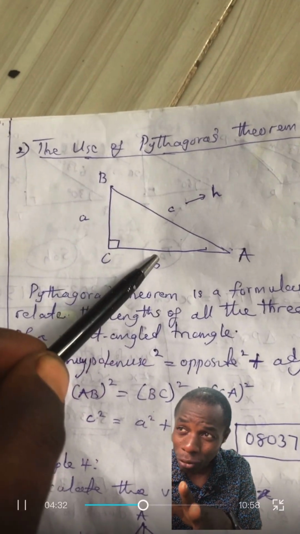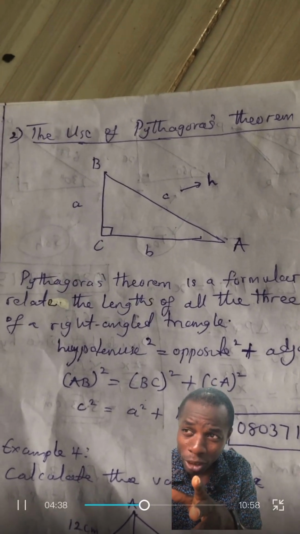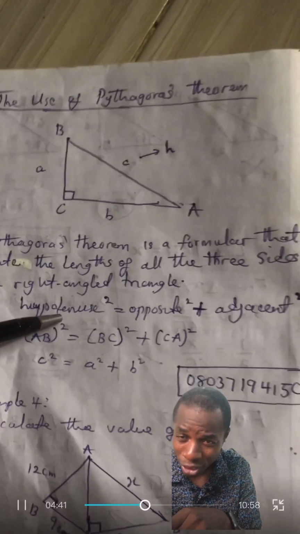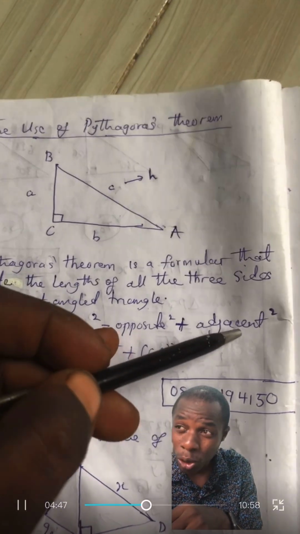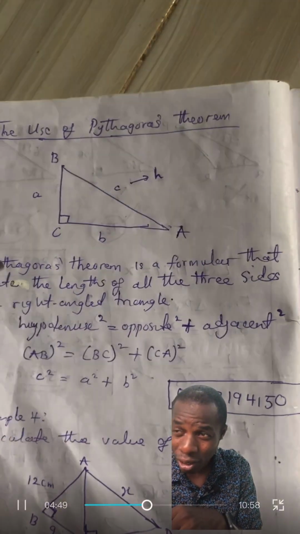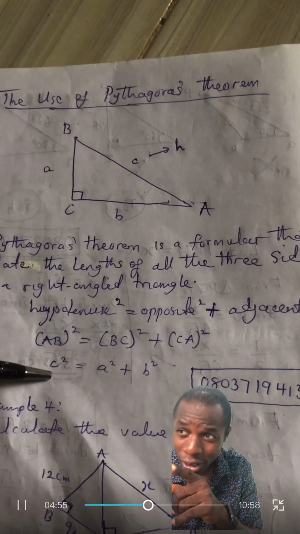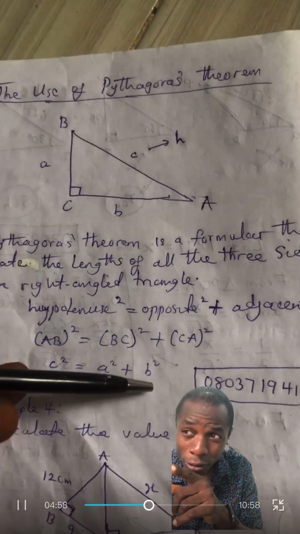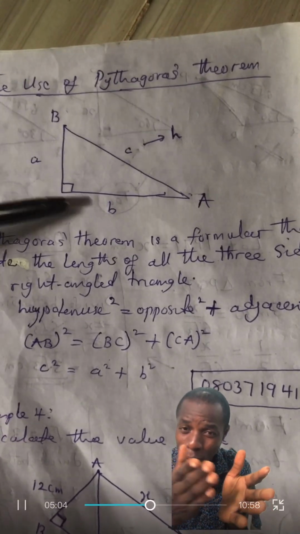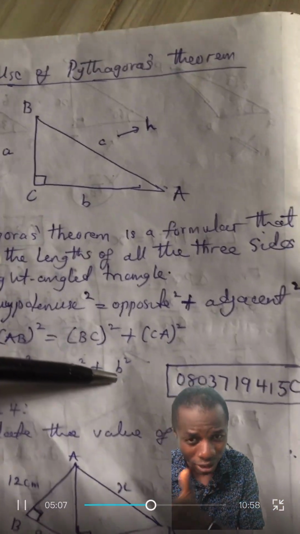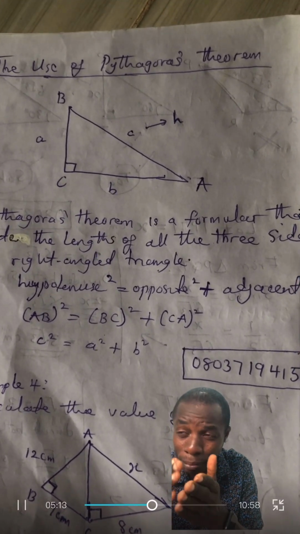So now from the formula of the Pythagoras theorem that says the square of the hypotenuse is equal to the square of the opposite plus the square of the adjacent side, we have it on the page here that c square, where c is the hypotenuse side, is equal to a square plus b square. So a and b represent the adjacent sides, or you can take one as opposite and the other as adjacent.